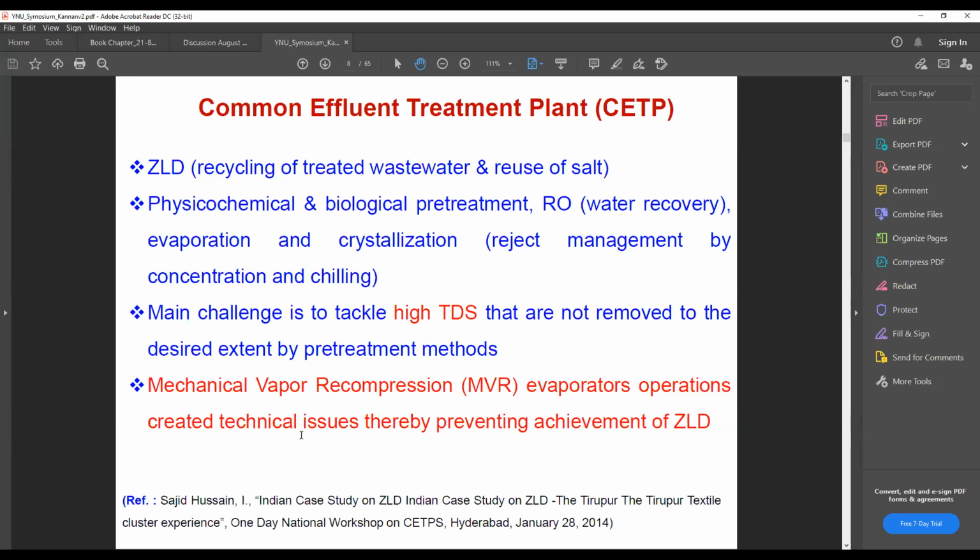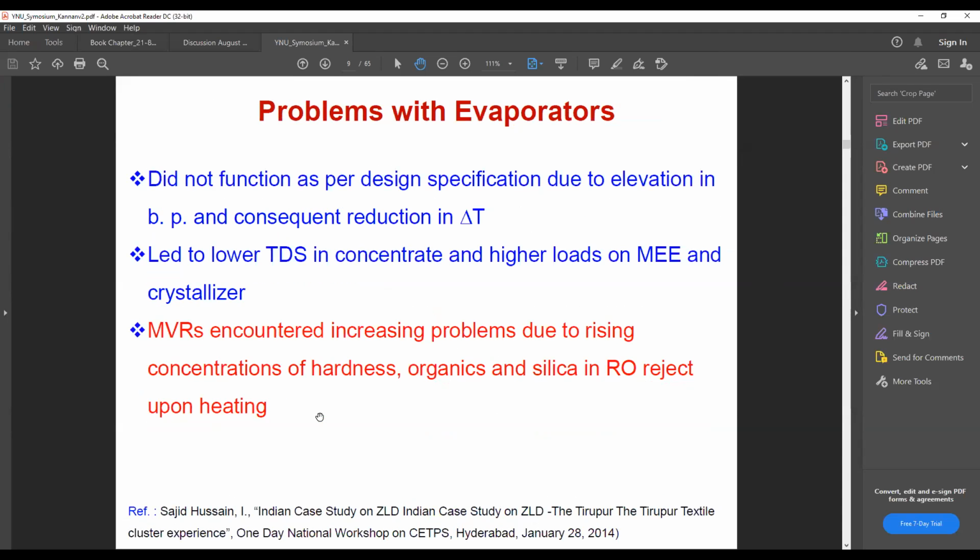The solution suggested was mechanical vapor recompression evaporators, in order to get zero liquid discharge, but there were a lot of problems with the evaporators because of the elevation of boiling point due to the high salt content, and the temperature driving force reduced. This also led to lower TDS in the concentrate and higher loads on the evaporators and crystallizer. And so the evaporators encountered a lot of difficulties.